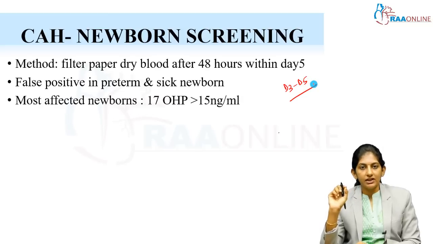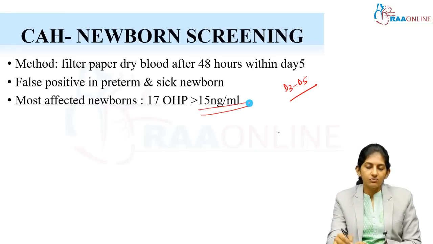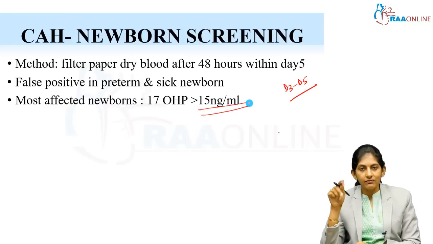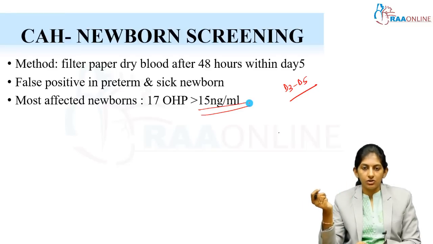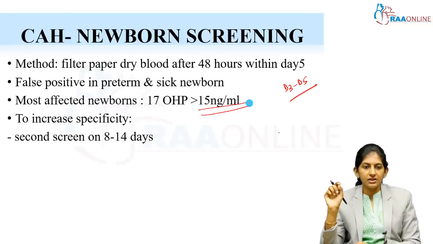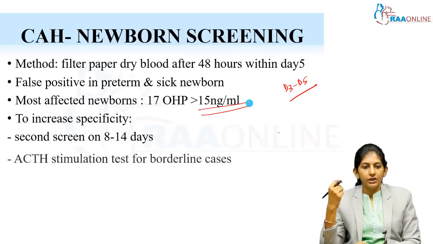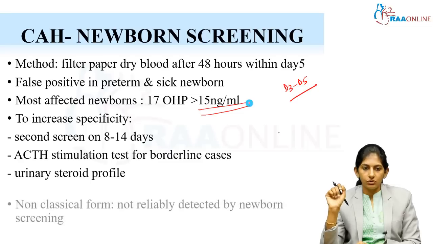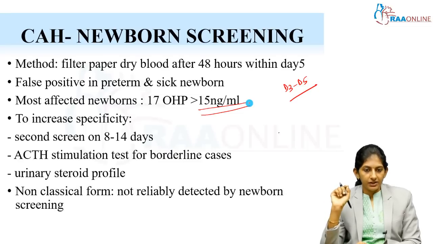Measure the 17-OHP levels. Most affected newborns will have more than 10, or at least more than 50 nanograms. We have doubt only if it is less than 10 and more than 2, somewhere between 2 to 10. That's why you go ahead with ACTH stimulation, and you can also do baseline ACTH and baseline cortisol levels. To increase the specificity, you do a second screening, an ACTH stimulation test, and you can also do a urinary steroid profile.